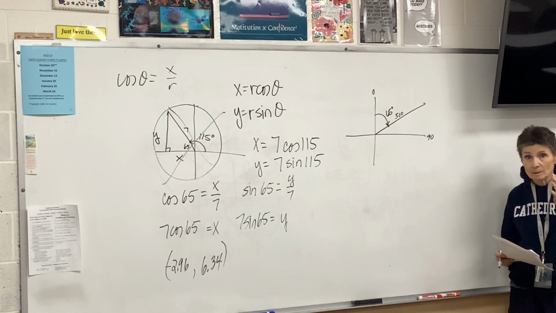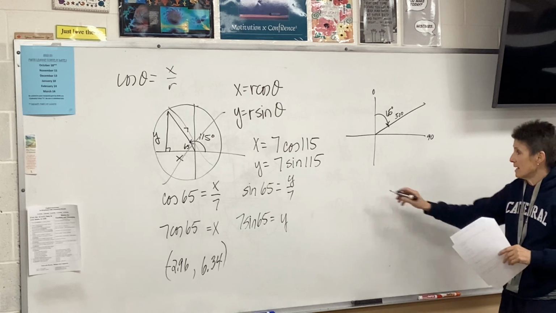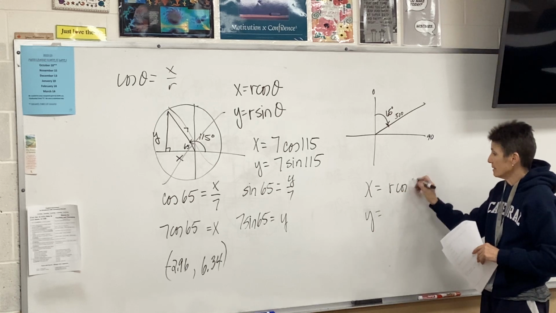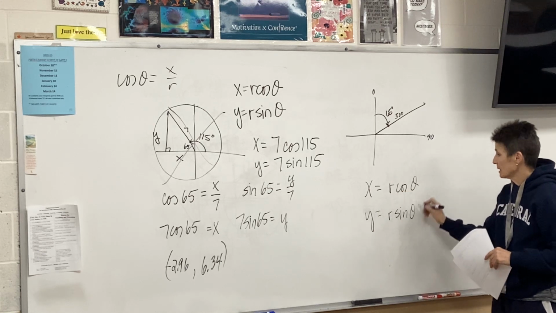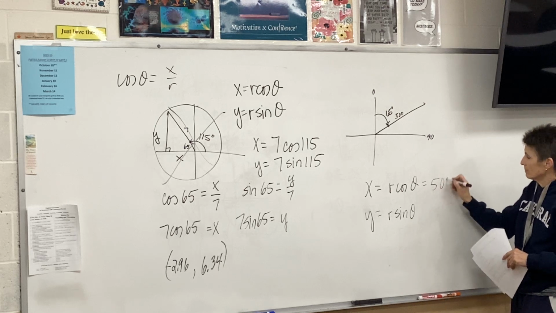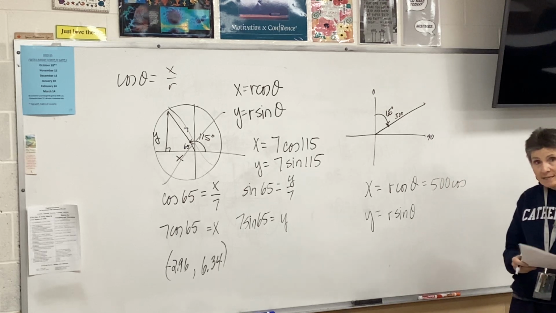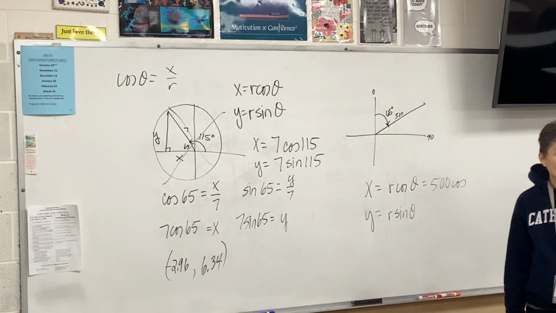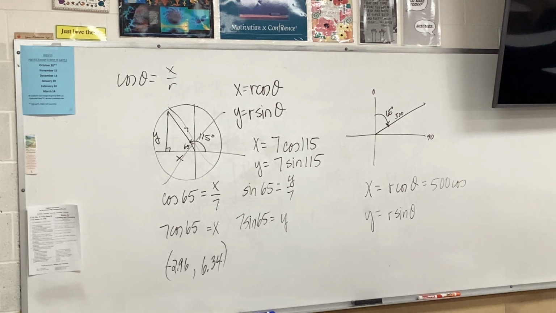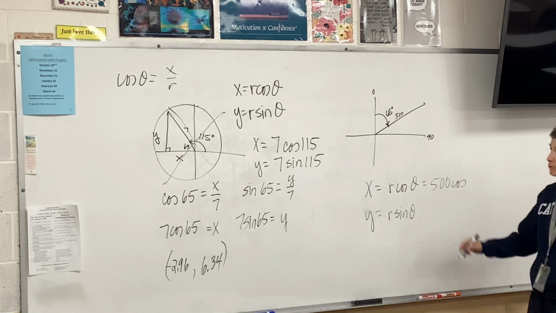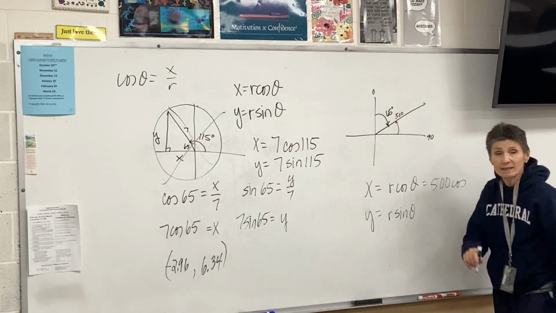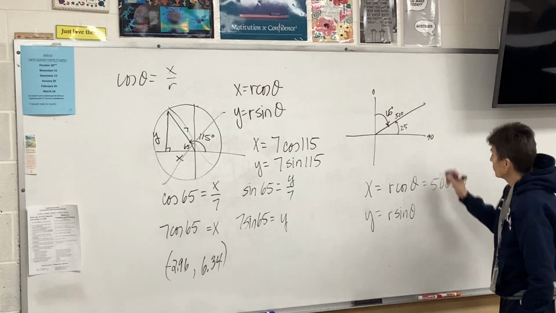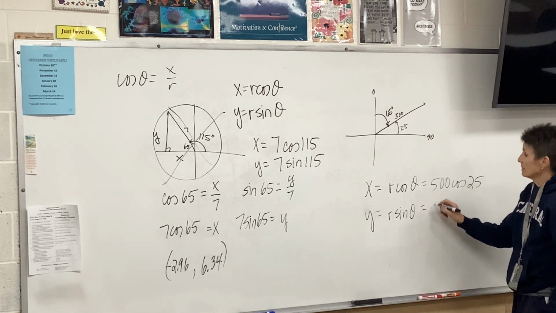Now, if you're going to say you want x and you want y, x is going to be r cosine and y is going to be r sine. R is clearly 500. But theta must be in standard position. Navigational angles are not in standard position, so please don't use 65. Standard position would be this angle right here, wouldn't it? And how big is it? 25? So that is the angle you need to use.